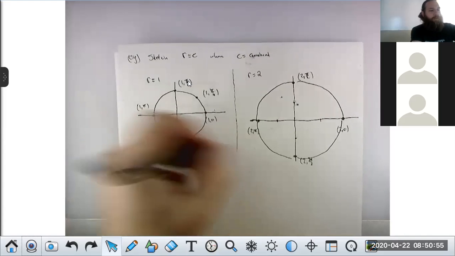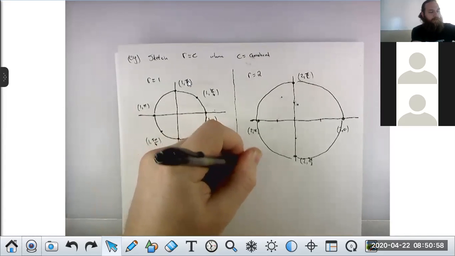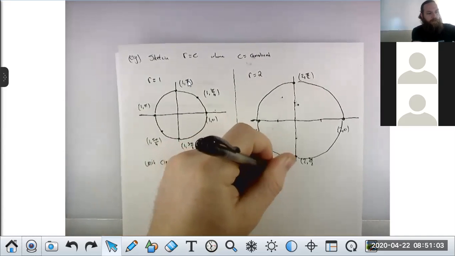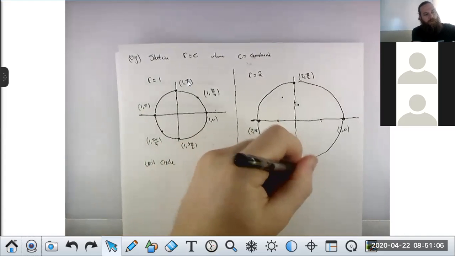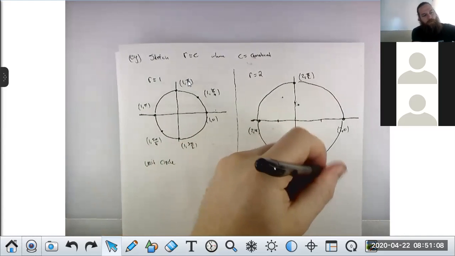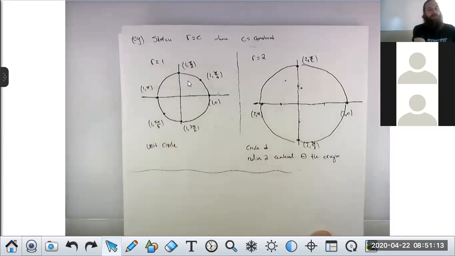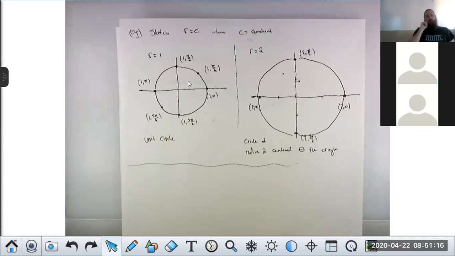So the takeaway here is that when you transform the plane from Cartesian x, y into polar r, theta, horizontal lines become circles and vertical lines become rays through the origin.